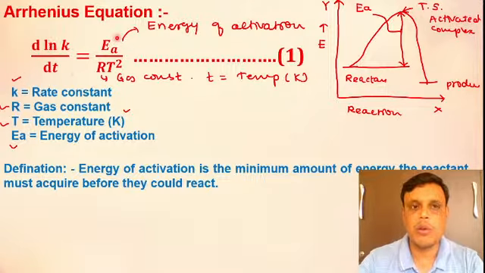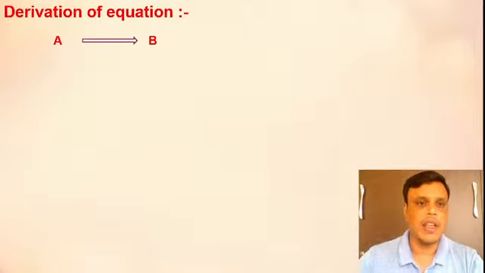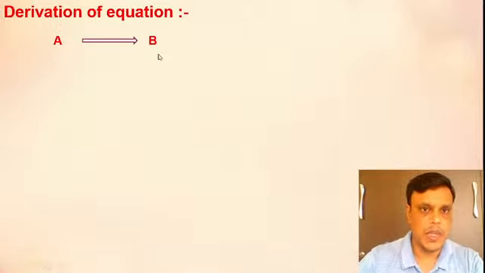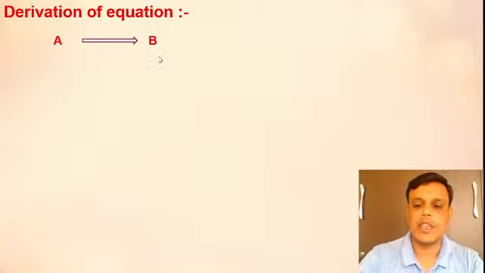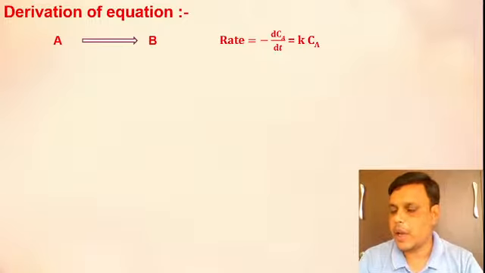And how will you derive it? Two methods are there. First we will apply the Van't Hoff isochore, and second we will apply the Maxwell-Boltzmann distribution law. Let us start with the derivation of the equation using the Van't Hoff isochore, and we will consider a very simple reaction, that is A goes to B. Here A is a reactant and B is a product, and for this reaction we will apply a rate law.